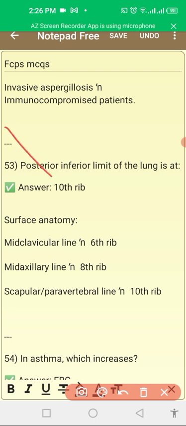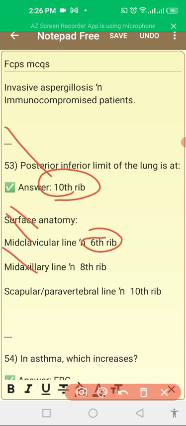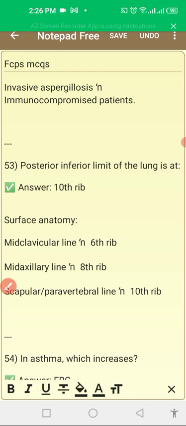Another one is the posterior inferior limit of the lung, at the 12th rib. Mid-clavicular line is 6th rib. Surface anatomy: mid-axillary line is 8th rib. And the paravertebral line is 10th rib. This is the posterior inferior limit of the lung.